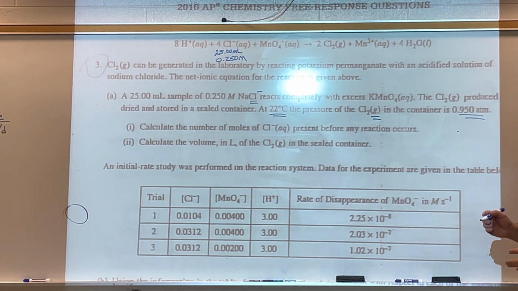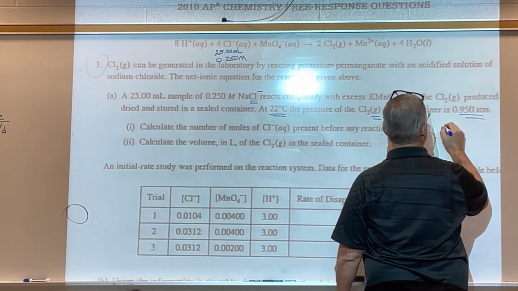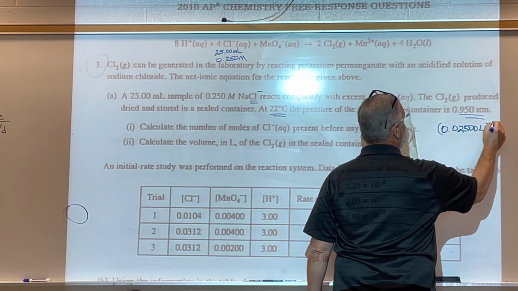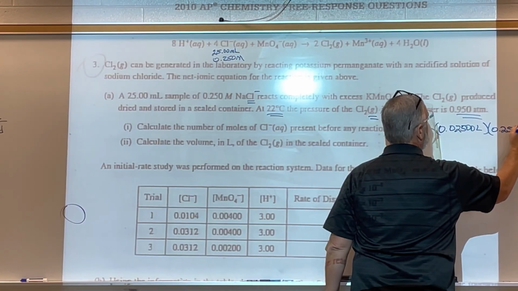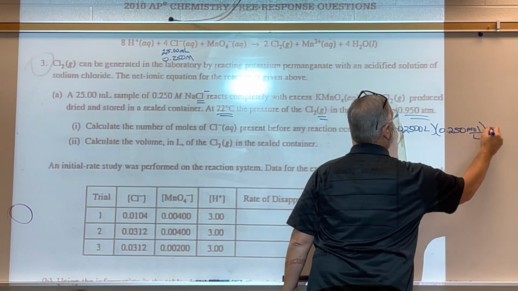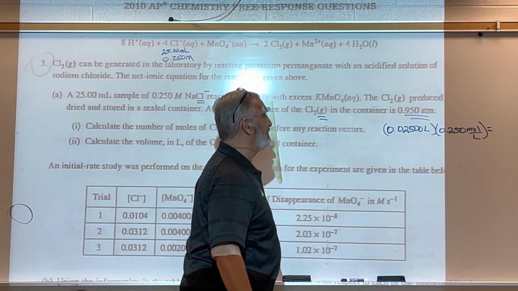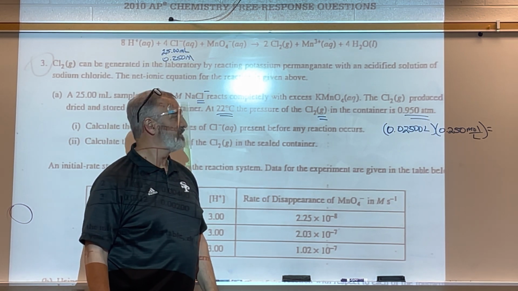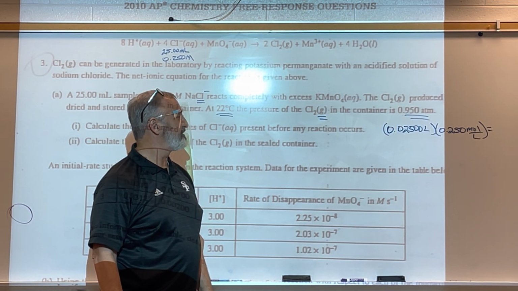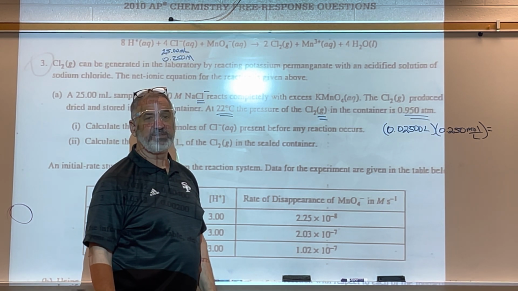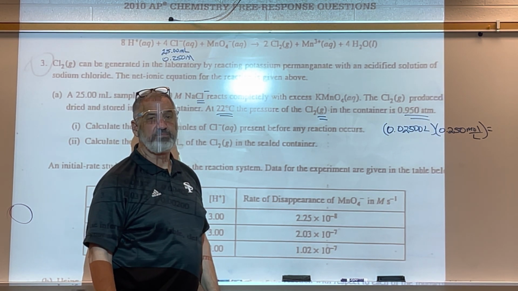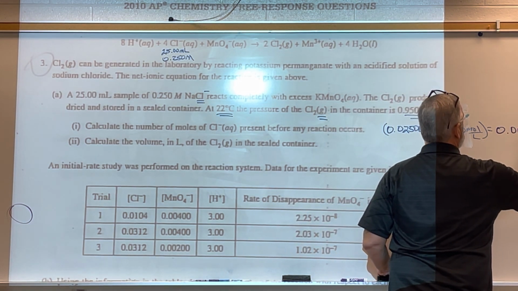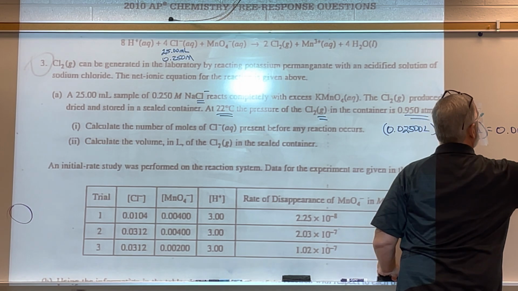So again, we have a stoichiometry problem here. So we're just going to say 0.02500 liters times 0.25 moles per liter. That comes out to 0.00625 moles.